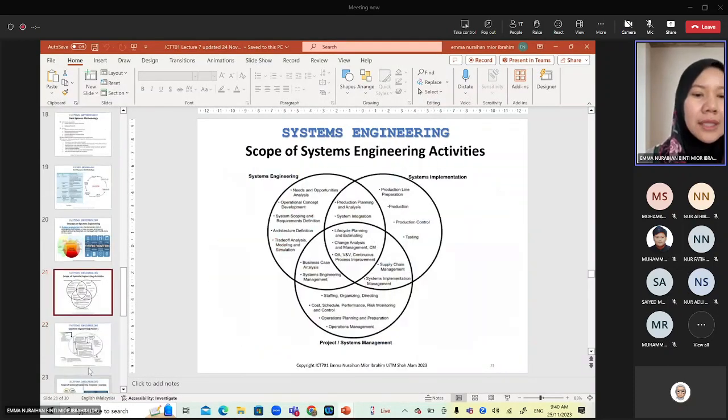Ya. Okay, so scope of system engineering activities, okay, banyaknya ni. Okay, I don't know where you sit in. Okay, maybe some of you may sit in the project management, maybe some of you sit in the operation, maybe some of you sit at the management level. Okay, so these are some of the activities ya, banyak benda.